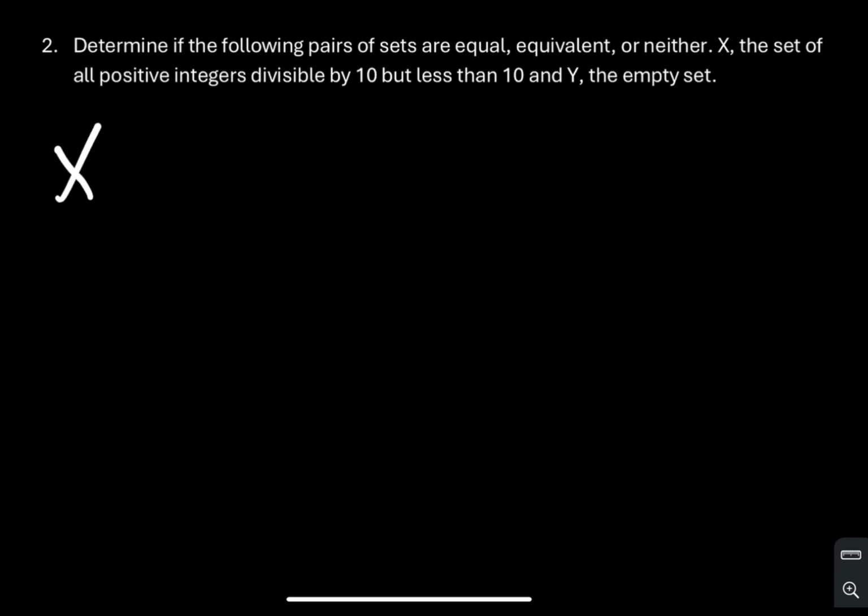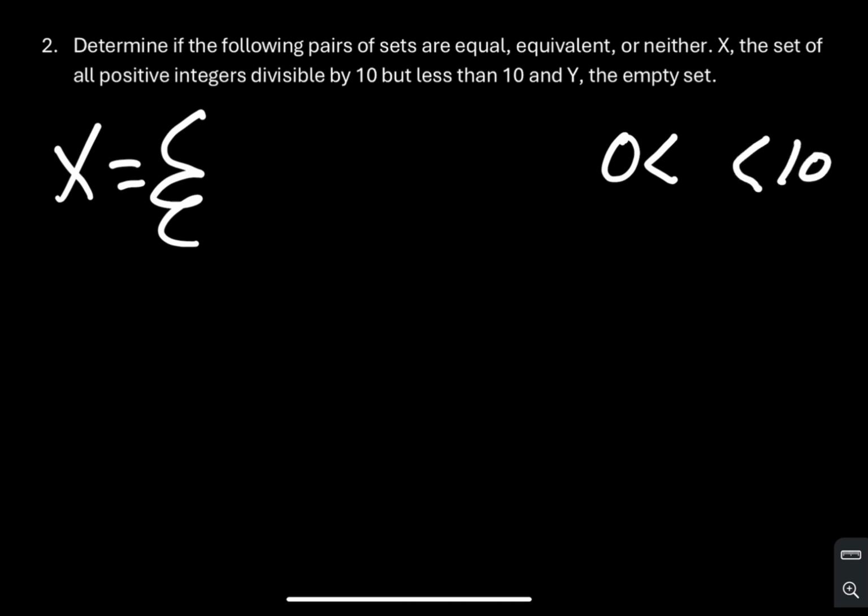So let's write out set X. Here, our elements are going to be positive integers divisible by 10 but less than 10. Integers can be negative or positive, but here we're looking at all positive integers. So that means our numbers have to be greater than 0, but they're also going to be less than 10. So it's got to be in between 0 and 10 essentially, but not including 0 or 10.